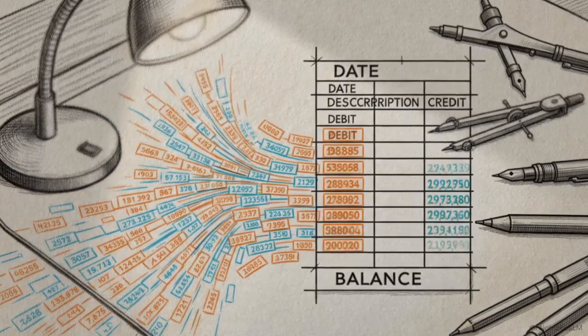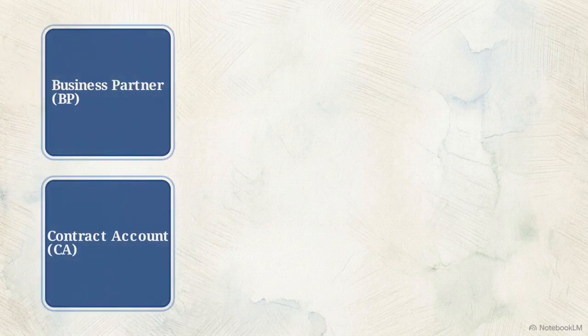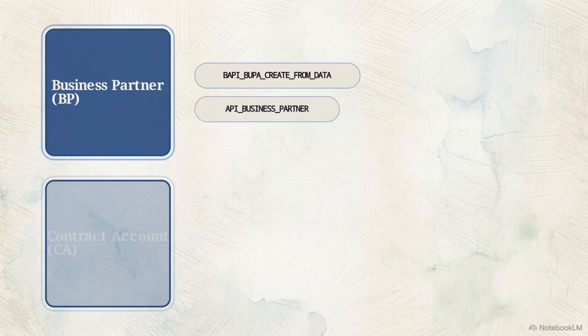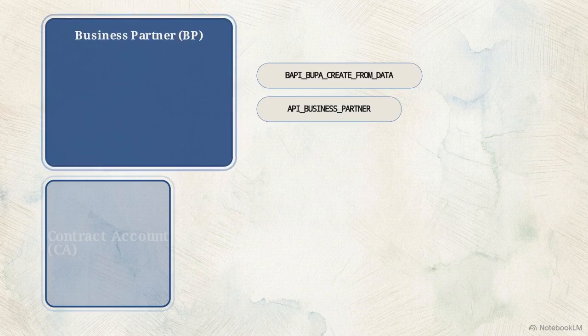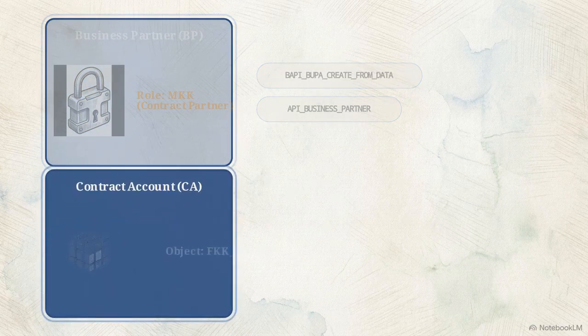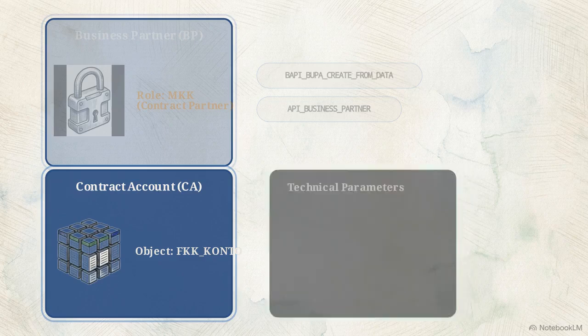This diagram maps the architecture, and before any pricing pipeline can execute, two master data anchors must exist in S/4HANA. First is the business partner. This is created either by passing data through the BAPI BUPA Create from Data function module or via the Business Partner OData API. This business partner must hold a specific role to function in BRIM. The MKK, or contract partner role, is an absolute prerequisite.